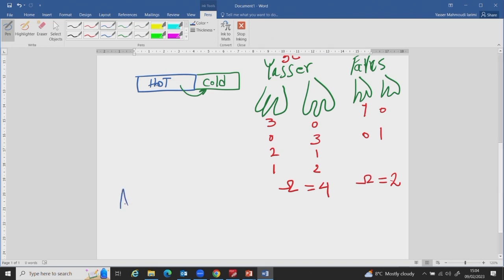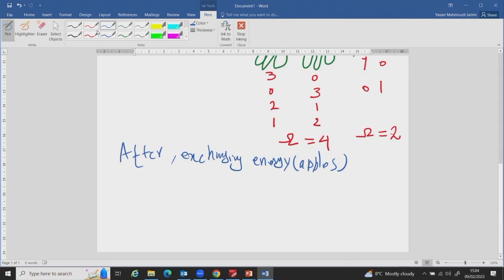So I'm going to say that after exchanging energy, and here I'm saying apples, the number of ways now, I'm going to draw the hands of both of us. Each of us is going to have two apples, so the number of ways these two quanta of energy could be distributed between these two molecules is 1, 1, 0, 2, 2, 0. You agree with me? Yes.